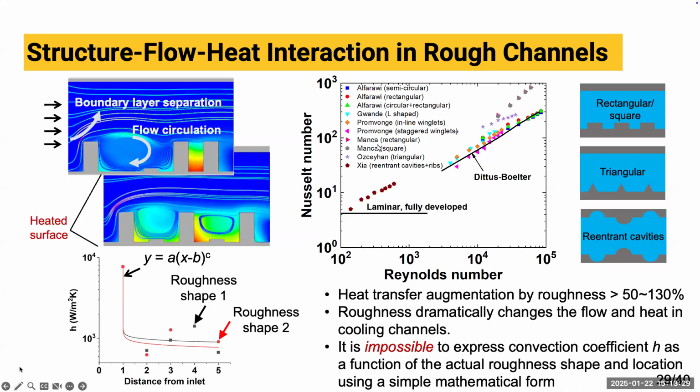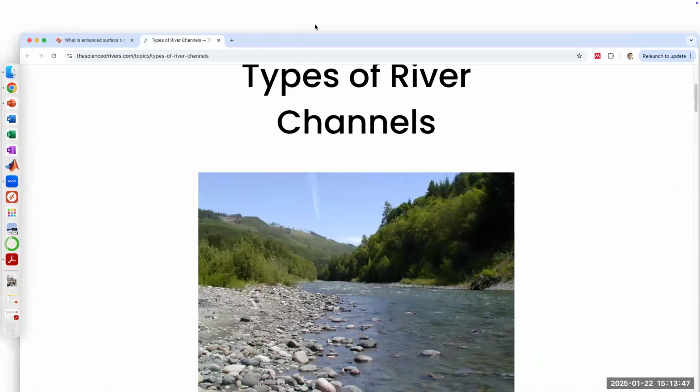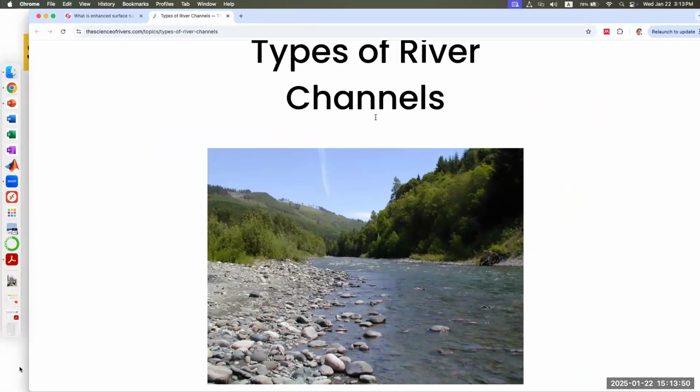Hi folks, in this video, I'm going to introduce our machine learning work that aims to model structure flow heat interaction in rough channels. Rough channels exist in nature and also in many engineering systems. The surfaces of most natural systems are rough. As you can see in this picture, there are many rocks in rivers, in sea and lakes, and most of the flow systems include very rough surfaces.